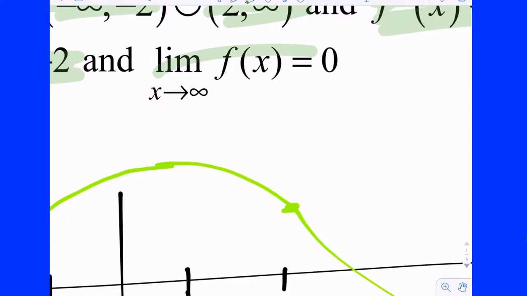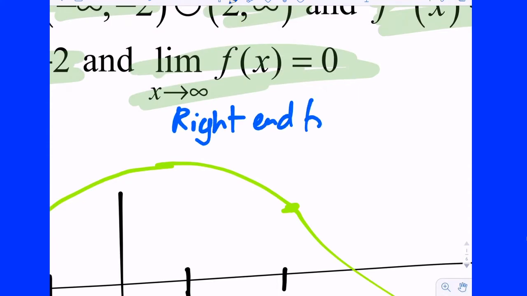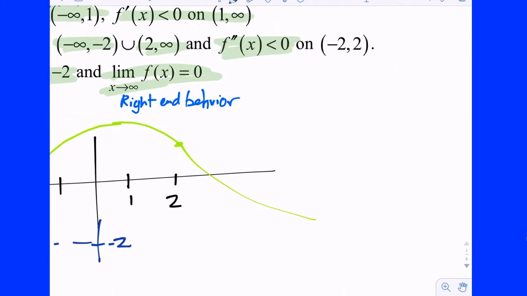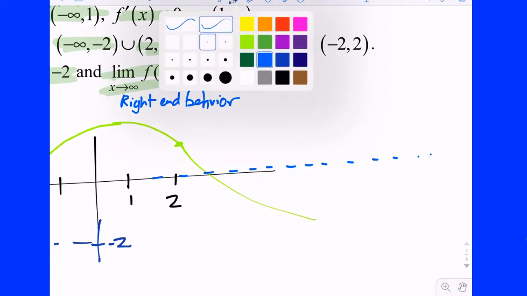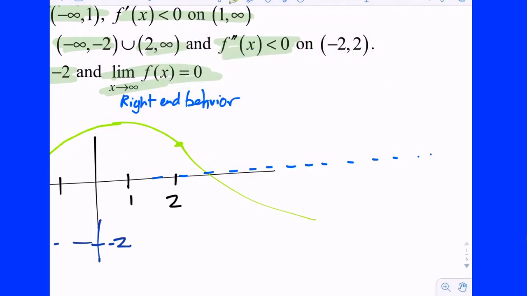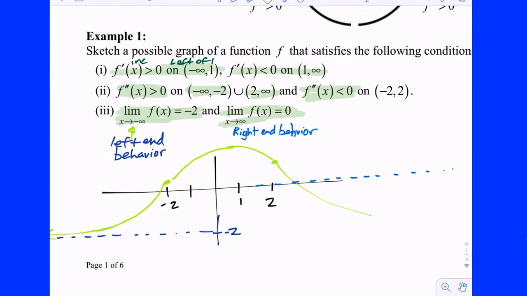And then the last piece of info, the limit as x goes to infinity is 0. That's the right end behavior, which means it has to do what? Get closer and closer to 0. Okay, well, 0 is the x-axis, right? Uh-oh. If I keep my graph like that, I'm going to have to turn around and come up. And that's going to make it now increasing and concave down, and it needs to be decreasing concave up everywhere to the right of 2, so I can't do that. So guess what I need to do? I need to adjust my graph.